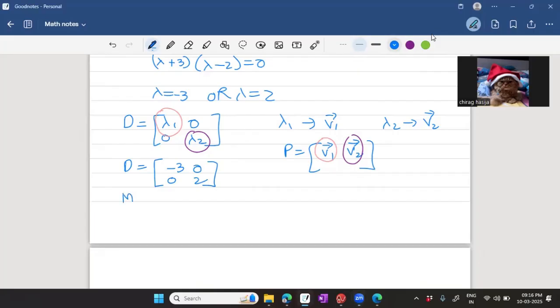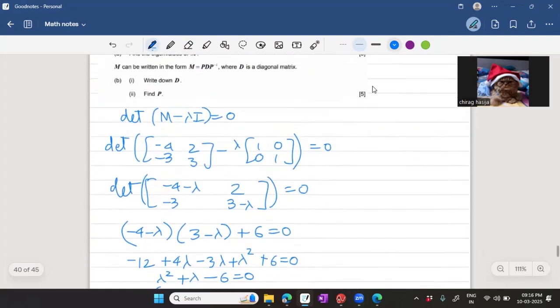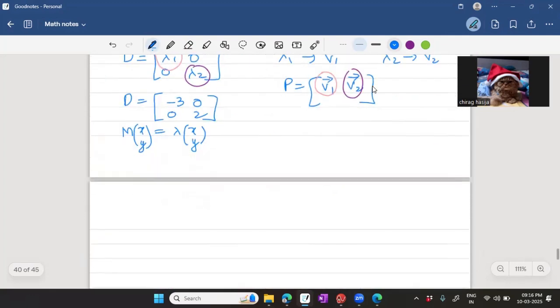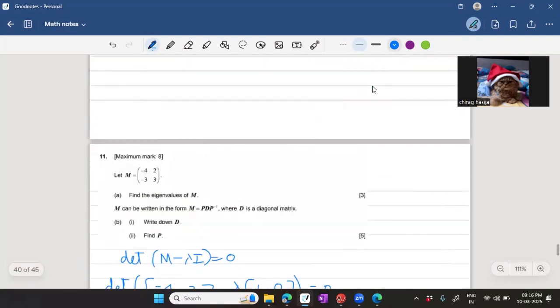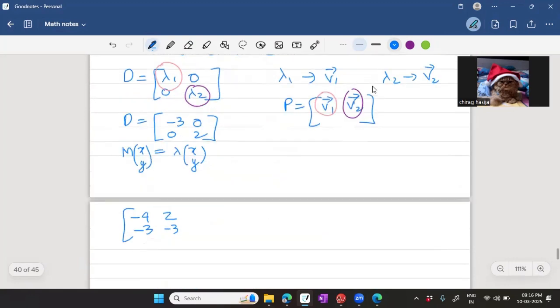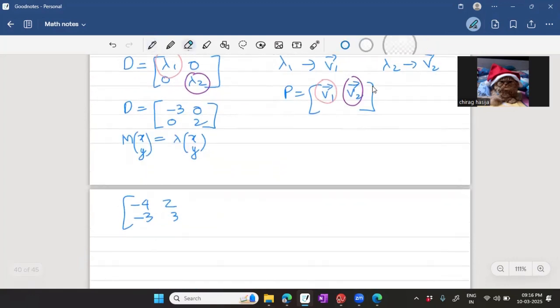So what we get is Mx is equal to lambda x, but this x is a vector, that means it is x comma y. So instead of writing it this way, I'll write it as M times xy equal to lambda times xy. That was the transformation matrix, minus 4, 2, minus 3, 3. See, this is one of the mistakes that even students make.